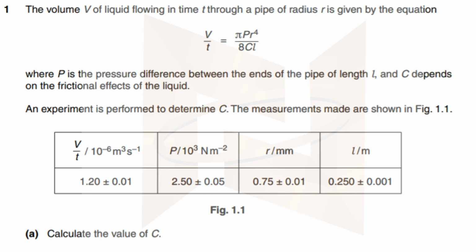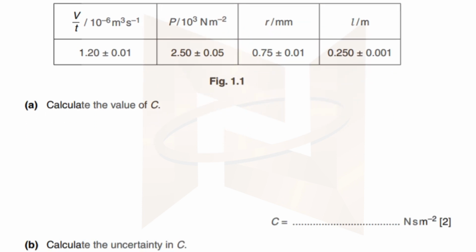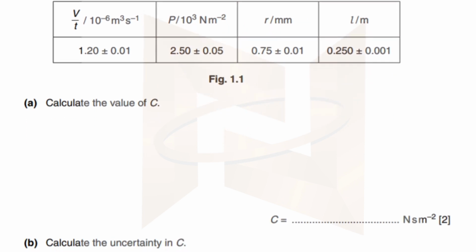All right, so let's have a look at the first question. Now, they've given you the formula V by T is equal to pi P R to the power 4 divided by 8 C L. And now all you need to do is find the value of C. So let's make C the subject. When you make C the subject, you get pi P R raised to power 4 divided by 8 V by T into L. So let's plug in the values now.